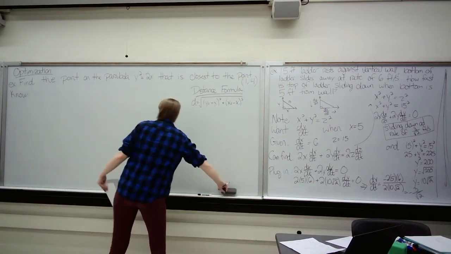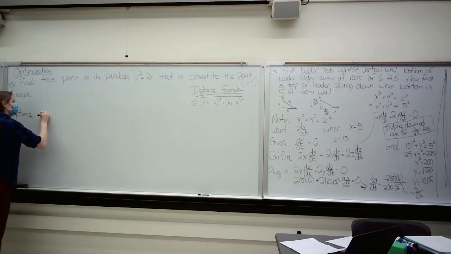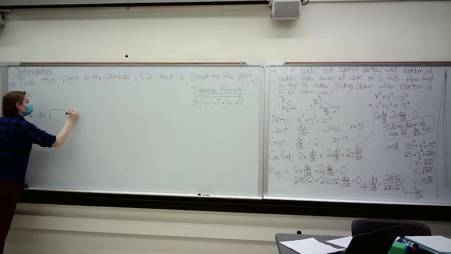So what is known? What am I trying to optimize? Well, we just mentioned we're trying to optimize this distance. So we're trying to optimize my distance x.